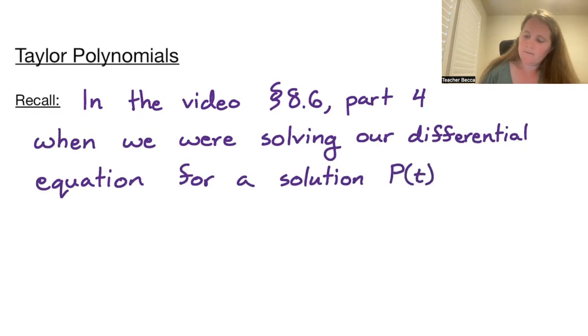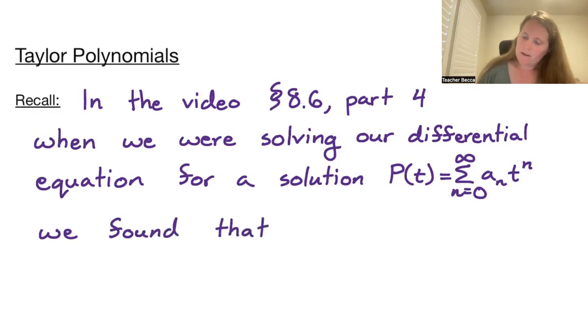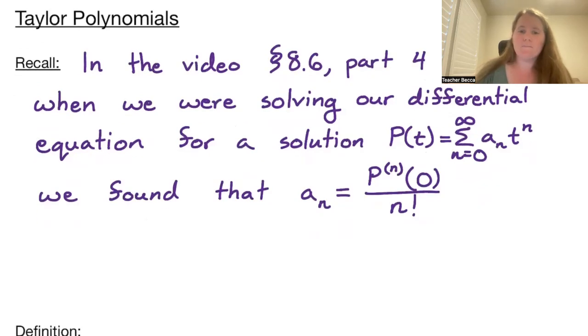P of t equals a sum from n equals 0 to infinity of a sub n times t to the n. We found that our a sub n's had to equal the nth derivative of p evaluated at 0 divided by n factorial. And this particular formula didn't depend on the differential equation at all.